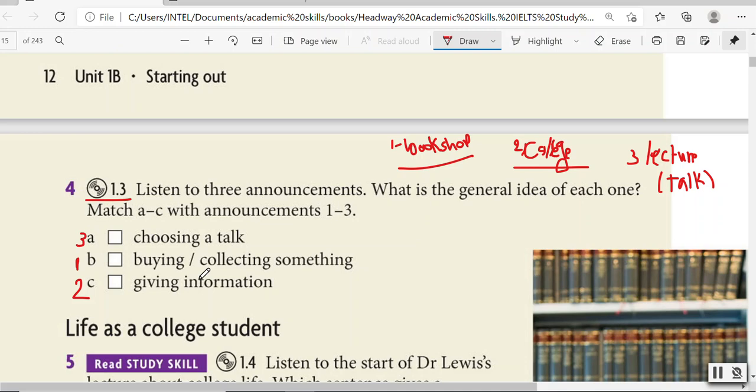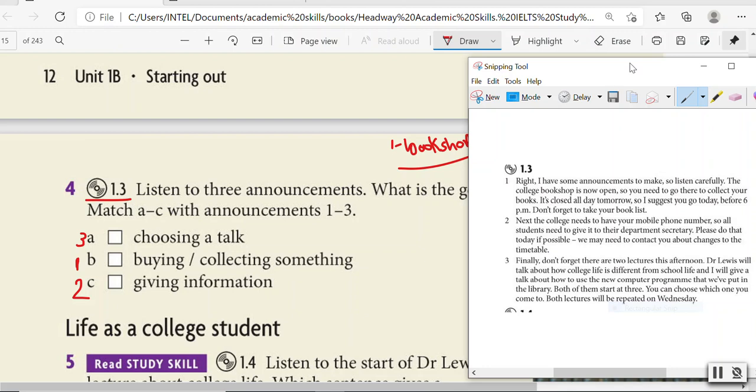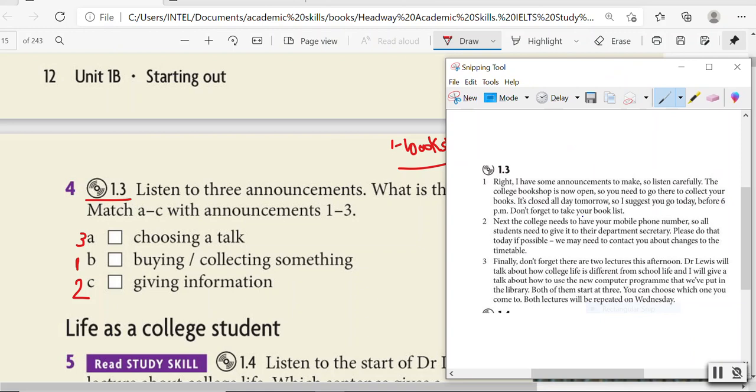Number one, number two, and number three. And also we have the text in here. You can check your answer by looking at the end of your book. Okay, we have a text of this. For number one, talking about collect your books. And number two, next, the college needs to have your mobile phone number, okay? And number three, okay, there are two lectures. Dr. Louise will talk about how college life is different from school life. Okay, that will be easy for you.